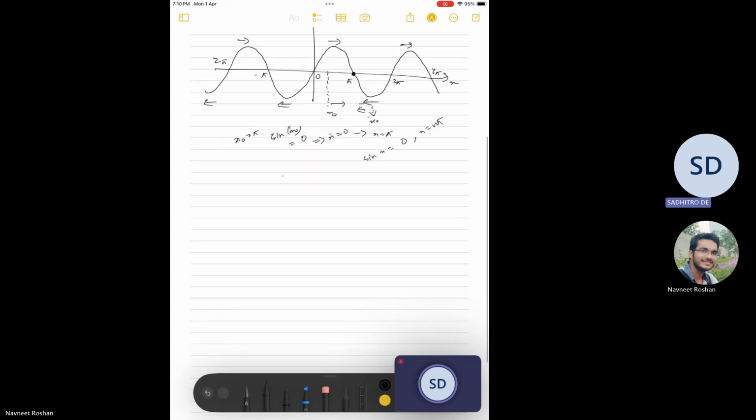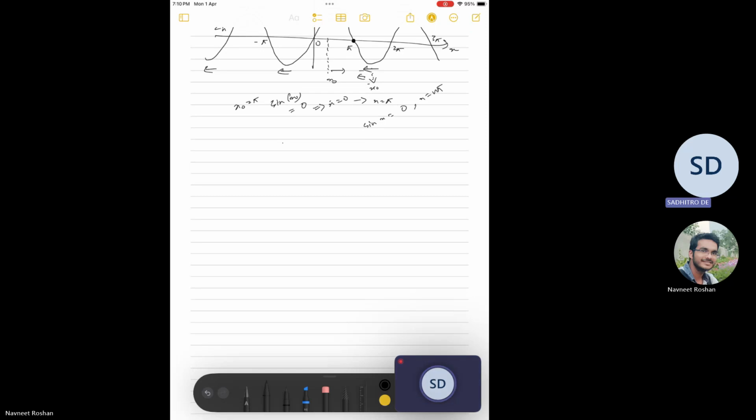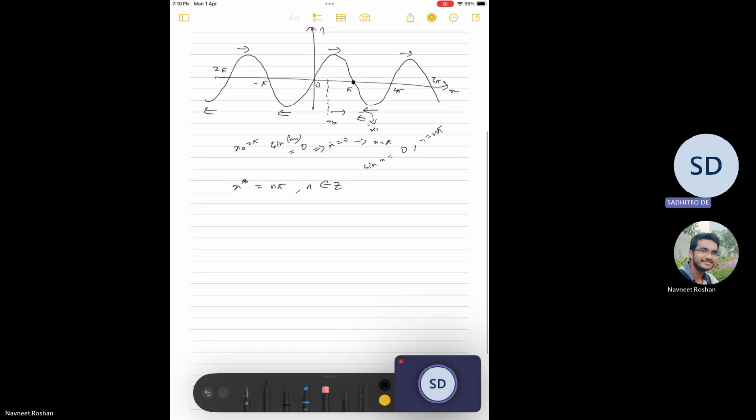So therefore, the fixed points of my system, x stars, are basically n pi, where n can be any integer, right? Now, the next question is, we saw that the flow approached this fixed point from either direction. Can there be fixed points from which the flow moves away?